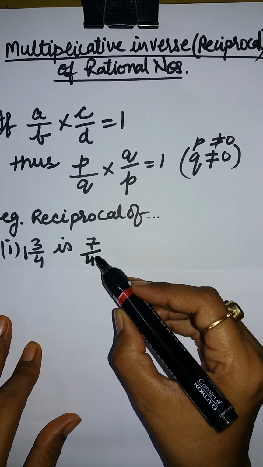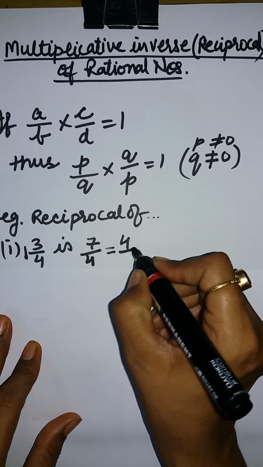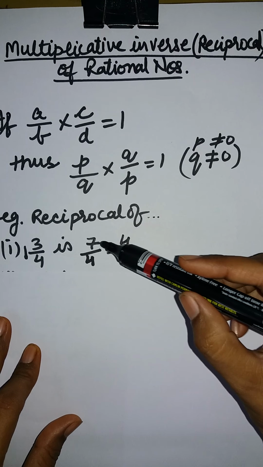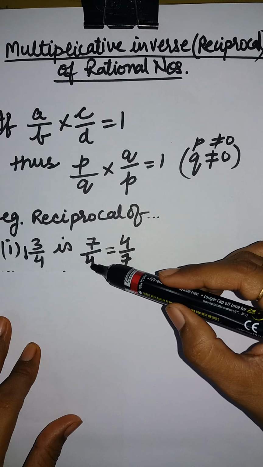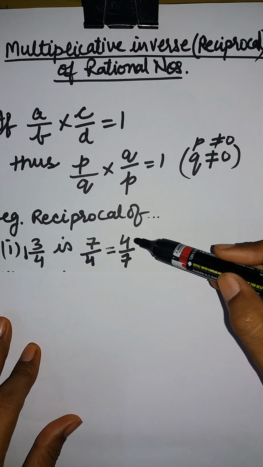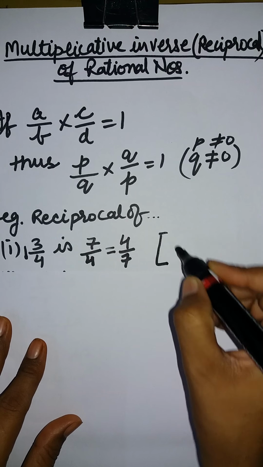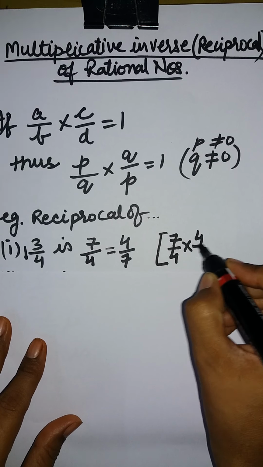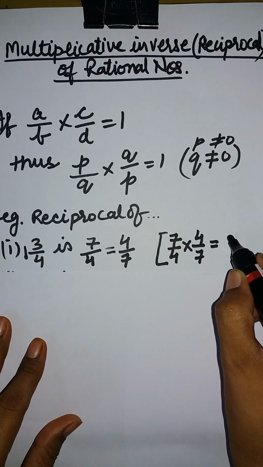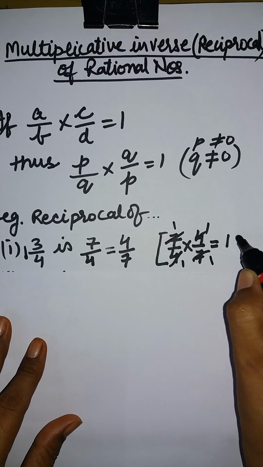Now we ask what is the reciprocal of 7 by 4. So the reciprocal of 7 by 4 is 4 by 7, because the numerator place number comes in the denominator place and the denominator number comes in the numerator place. They exchange their places. Also we can check this. We multiply them and we can see that their product is 1.